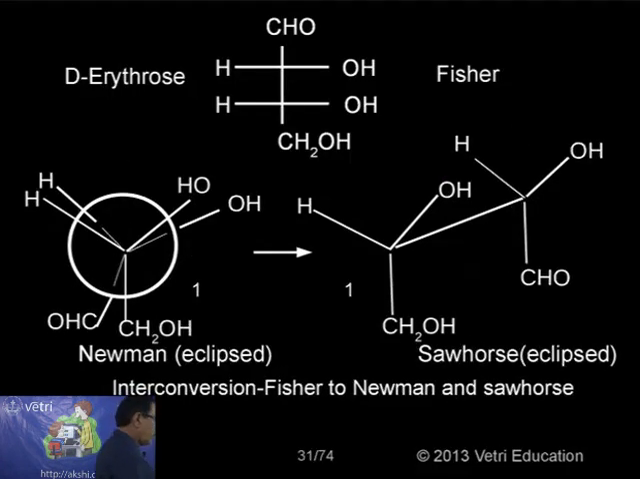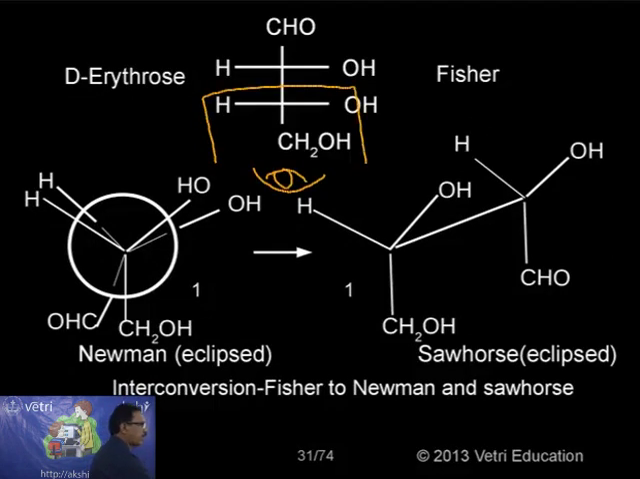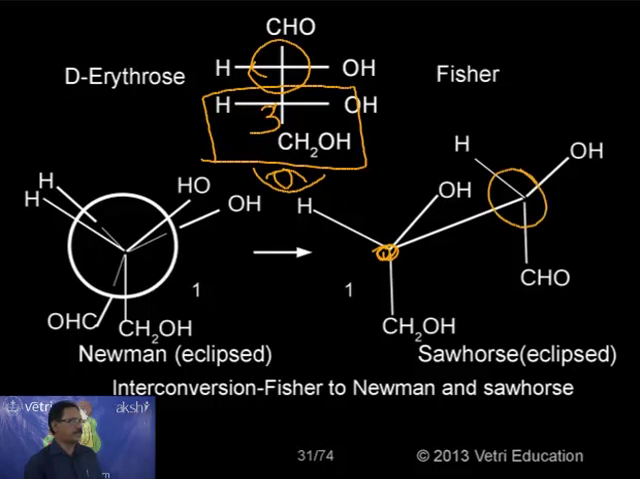What we have to do now is view it in such a way that the third carbon, the lowermost asymmetric carbon, should be viewed as a point, and the second carbon atom should be viewed as a circle. This is the important information. We are keeping this as 1, this as 2, this as 3, this as 4. And we are not rotating C3, we are rotating only C2.